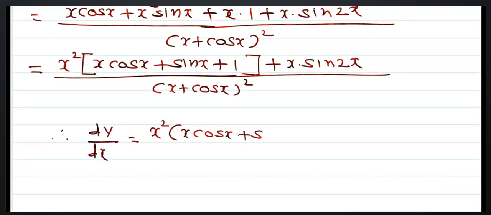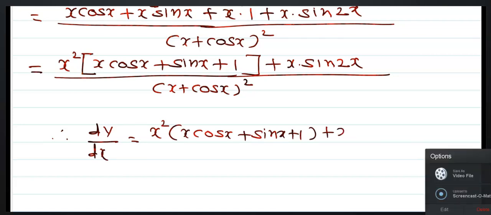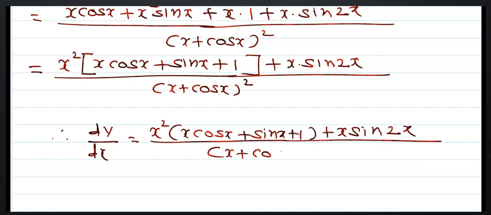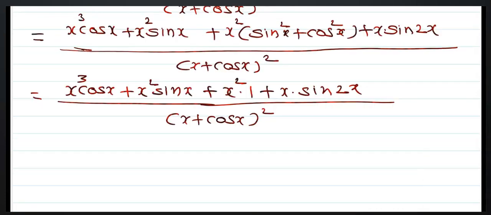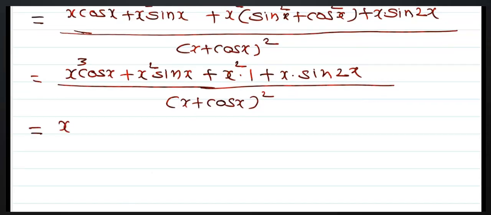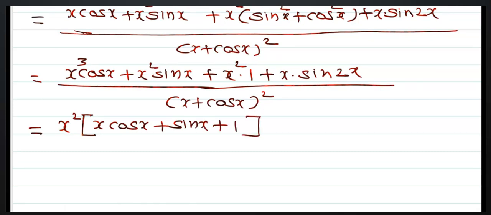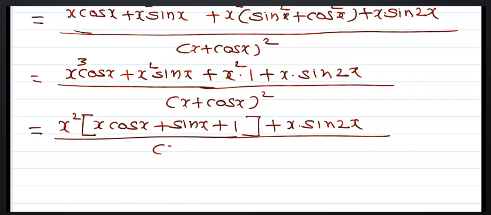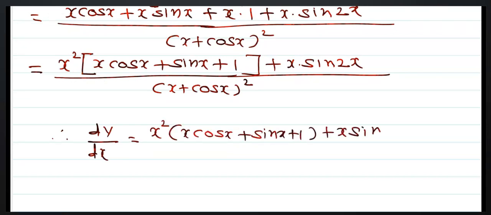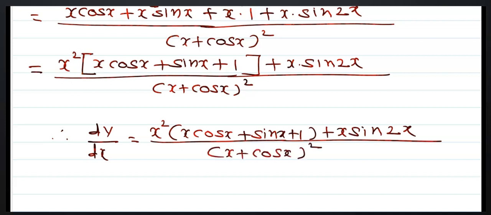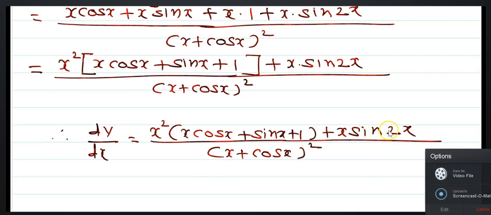Therefore dy by dx is equals to x square into x cos x plus sin x plus 1, plus x into sin of 2x, upon x plus cos x bracket square. Now again we can see this. This is the final. Now next, dy by dx is equals to x square in bracket x cos x plus sin x plus 1, plus x sin of 2x, upon x plus cos x bracket square.